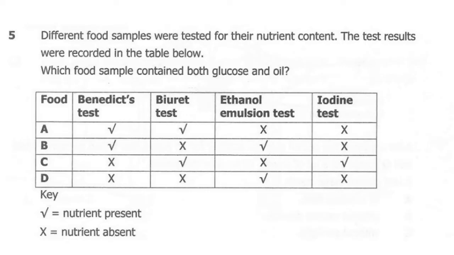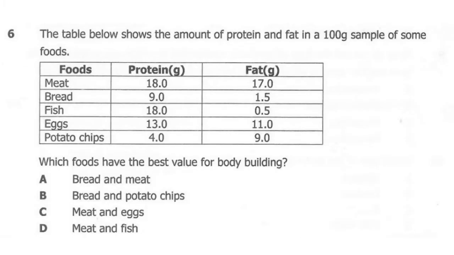The correct answer here is B. So to test for glucose, we use the Benedict's test, which will give a color change from blue to green to yellow to orange, then brick red. Then for oil to be present, the emulsion test will actually be used to test for protein. So the correct answer here is B. We move on to the next question.